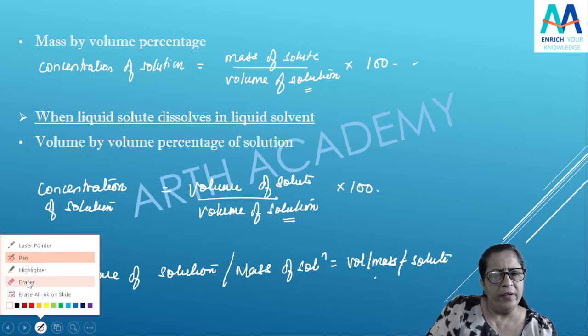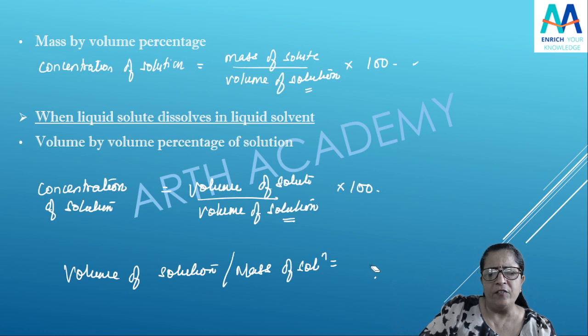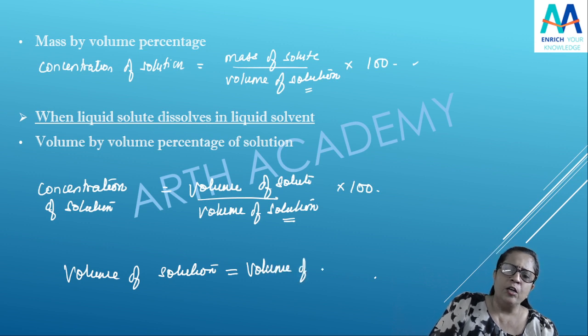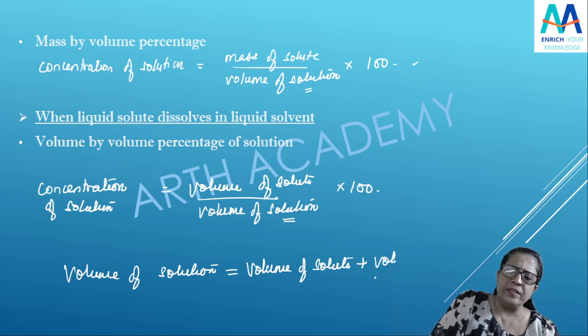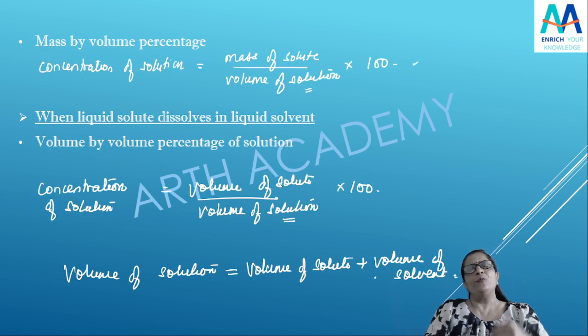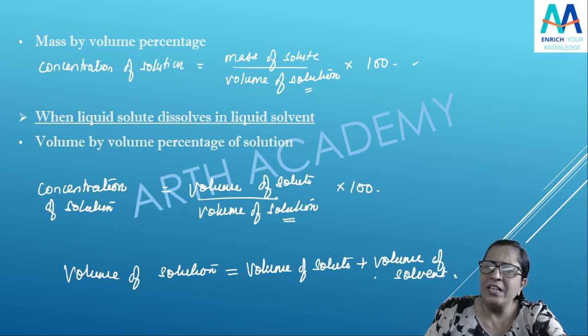Just a minute, I will erase this. I can write here, we will make it one only, it would be one and the same. Whether you take volume or mass, the same will come. I can say volume of solute plus volume of solvent. Similarly, if I want to find the mass of a solution, it will be mass of a solute plus mass of a solvent. Did you understand up to here?